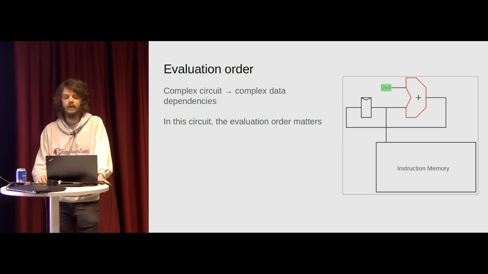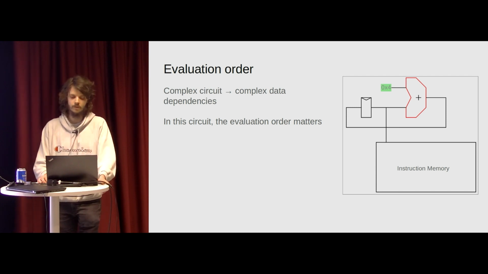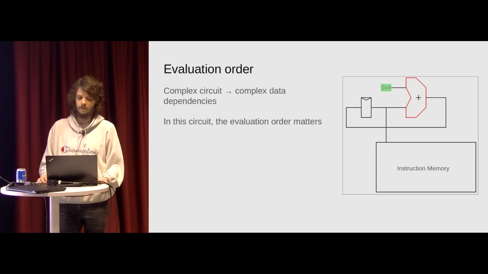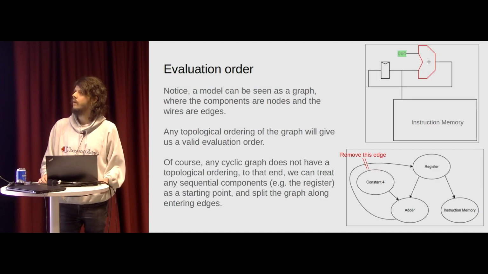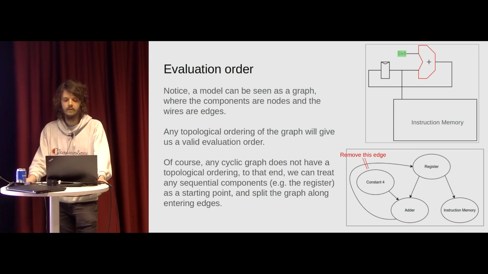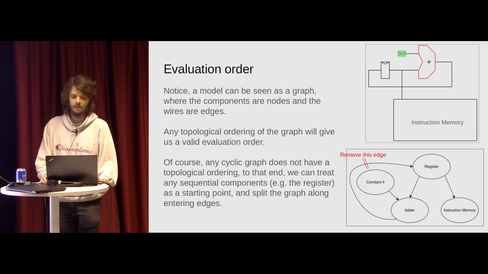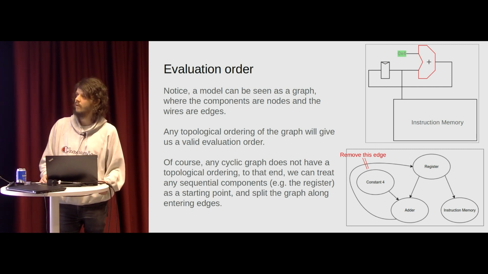In a more complicated circuit, we can run into some pretty complicated data dependencies. In this simple circuit, the instruction memory uses the instruction address to produce its output, and so the register has to be evaluated beforehand. If we treat the components as nodes and the wires as edges, we can look at the model as a directed graph. And any topological ordering of this graph will give us a valid evaluation order.